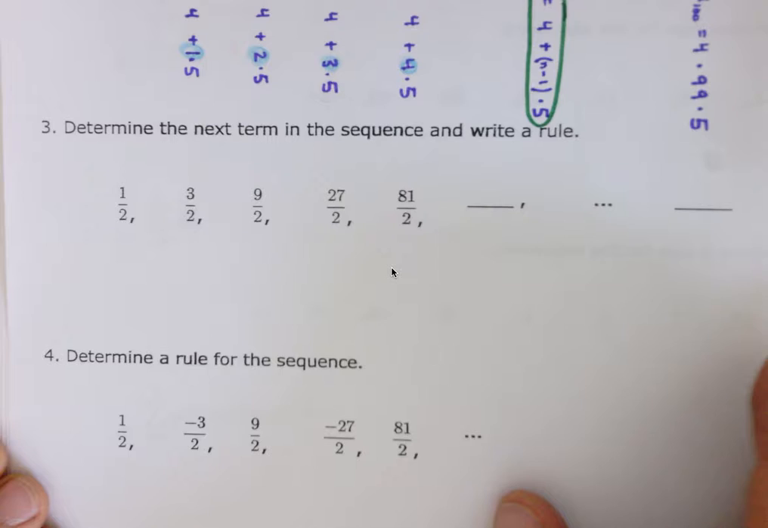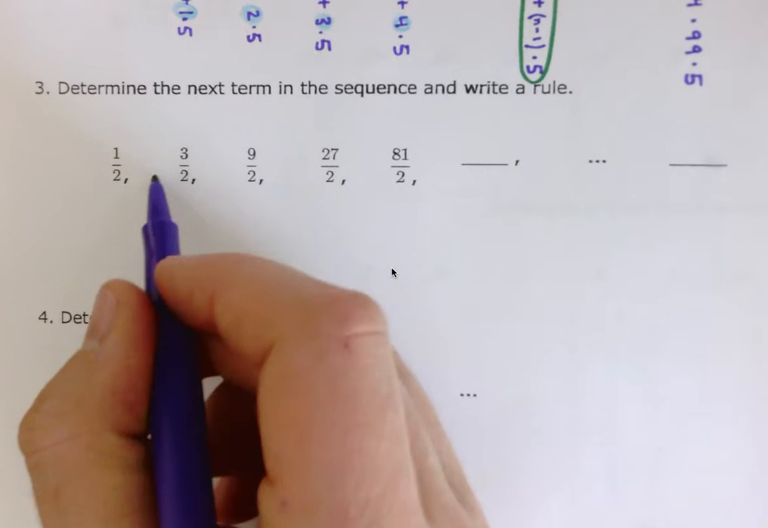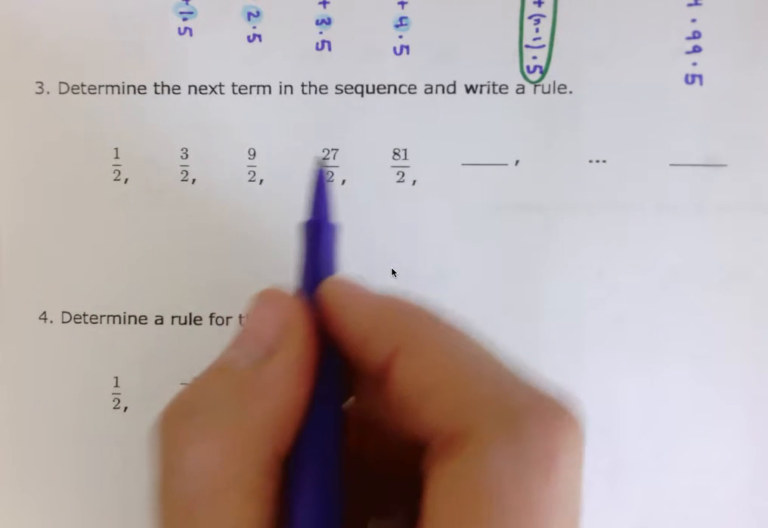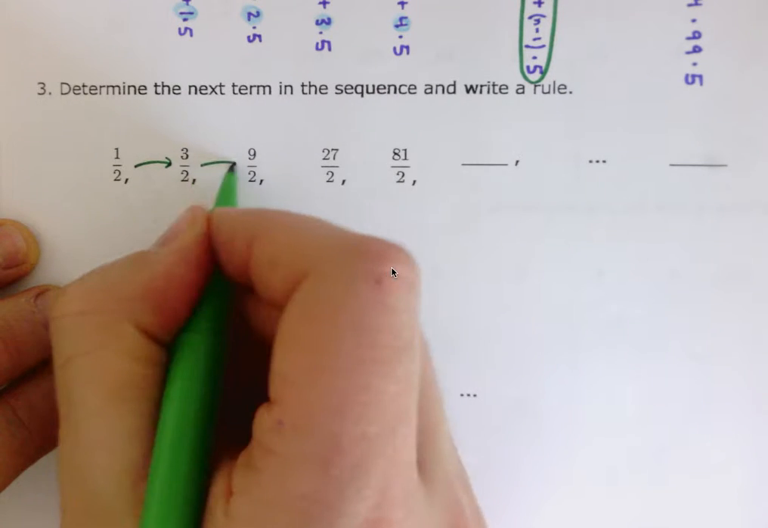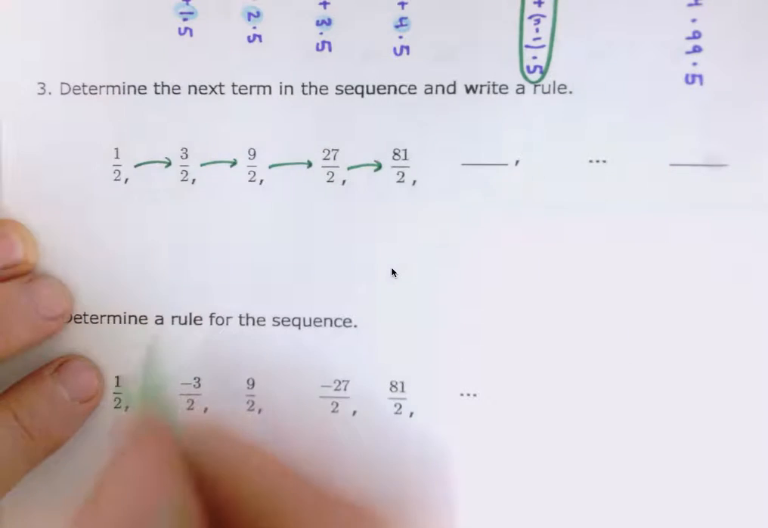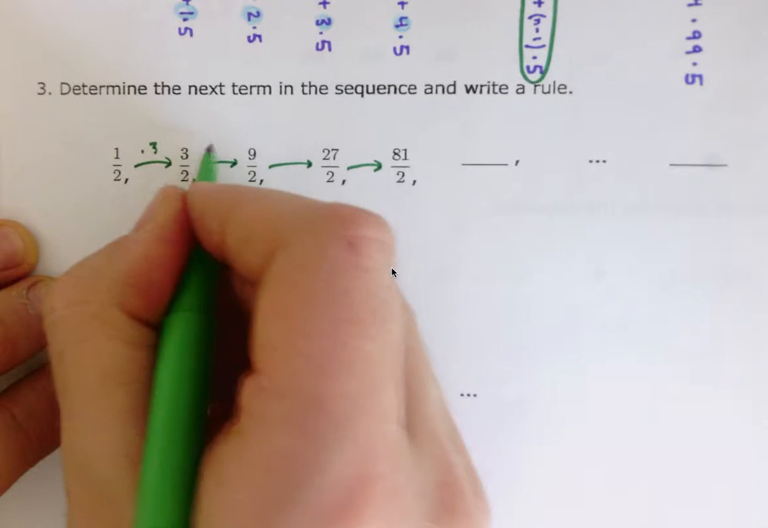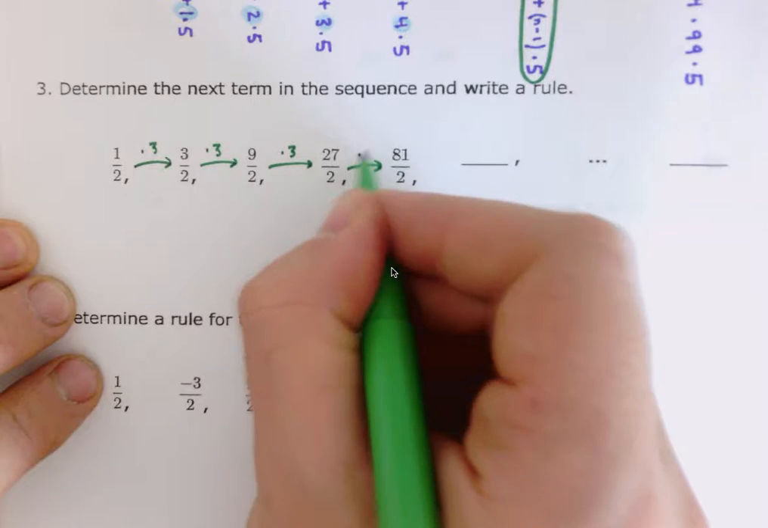Same game, this time the pattern is different. Half, 3 halves, 9 halves, 27 halves, 81 halves. Each one of these is being multiplied. The thing it's being multiplied by is 3.